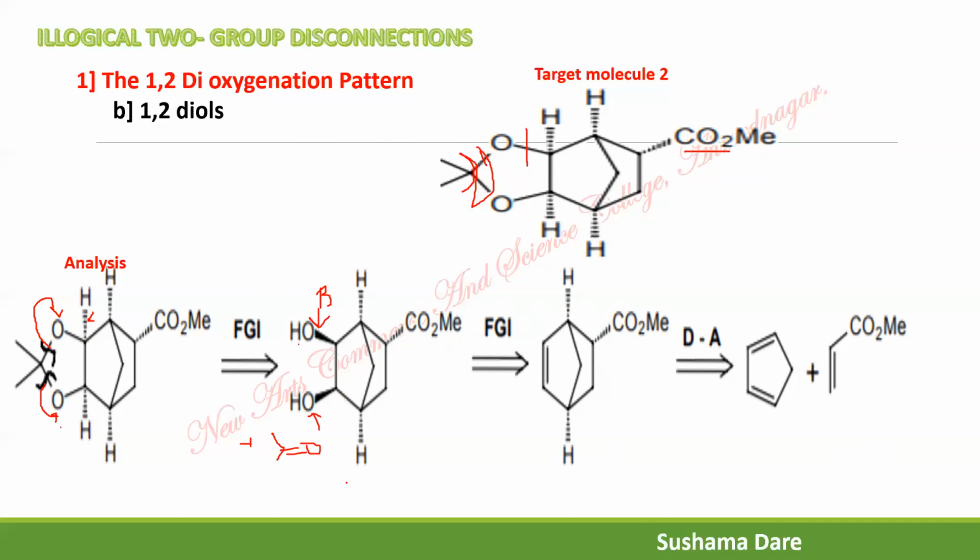That means it is a cis-1,2-diol, and cis-1,2-diols are obtained only after the reaction with KMnO4 or osmium tetroxide. So again we go with the HCl. Instead of the hydroxy groups, you write down the double bond over here.